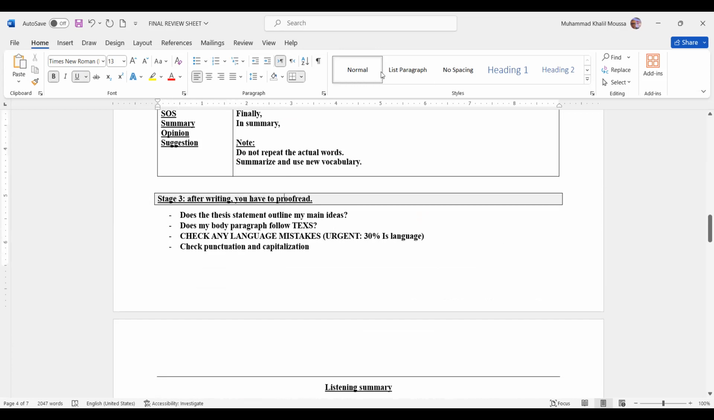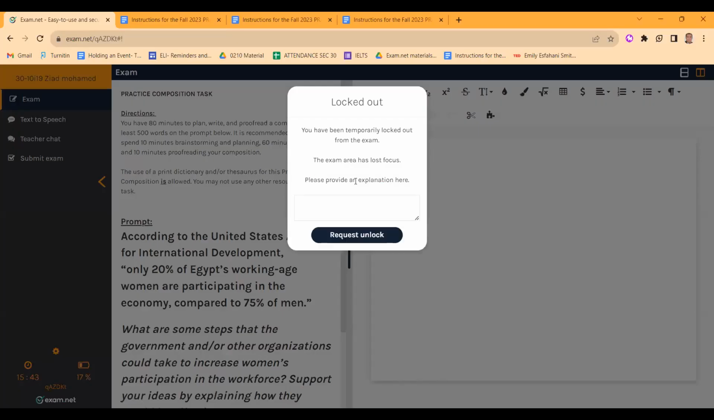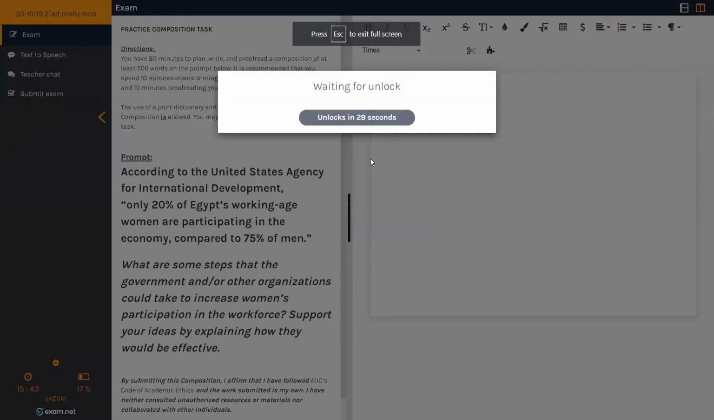Okay, so once again, I just want to show you how the exam would look like tomorrow when you go and take the exam. Of course, it's locked out, so we can say internet request unlock, and you have 30 seconds to unlock the exam. And of course, as you can see, you have the writing prompt with 80 minutes, 500 words on the left, and you're going to write everything on the right. Please, you're all required to get a paper and pen with you tomorrow in the exam. Tomorrow, the exam starts at 10 with the listening and then writing.